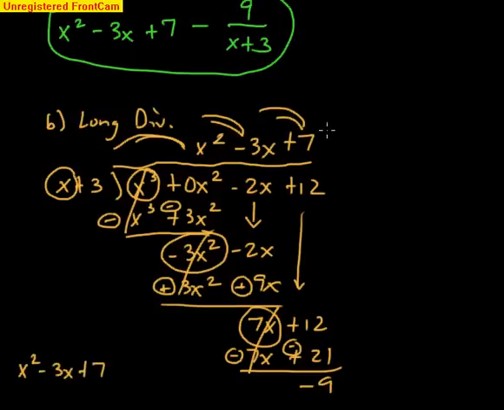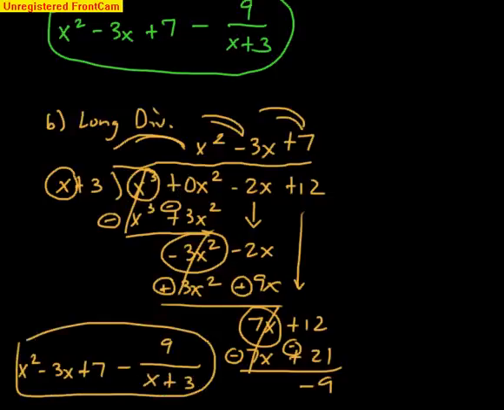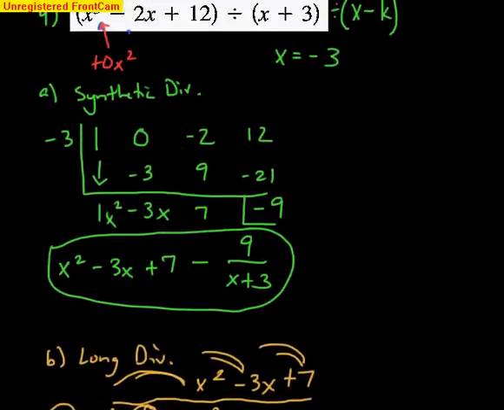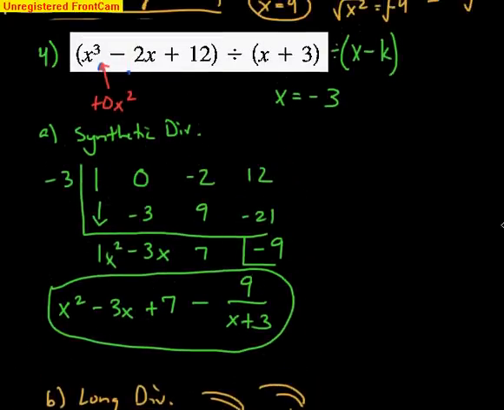This part is the quotient. Since I got a single number, minus 9, over what I divided by, x plus 3. And notice, you get the same answer using synthetic division or using long division. Doesn't matter. But remember, synthetic division is only limited to x minus k divisors, what you're dividing by, x minus k.